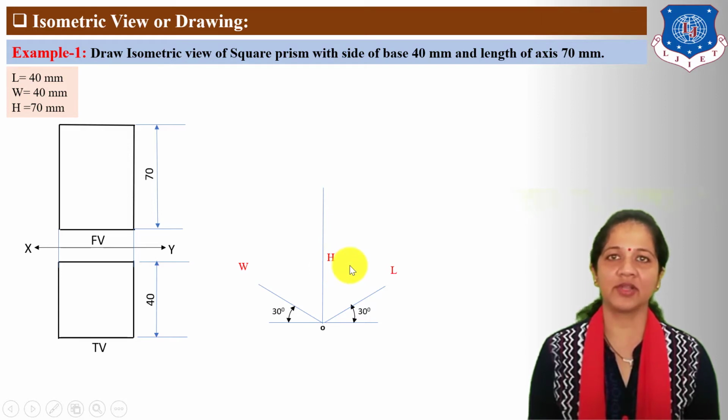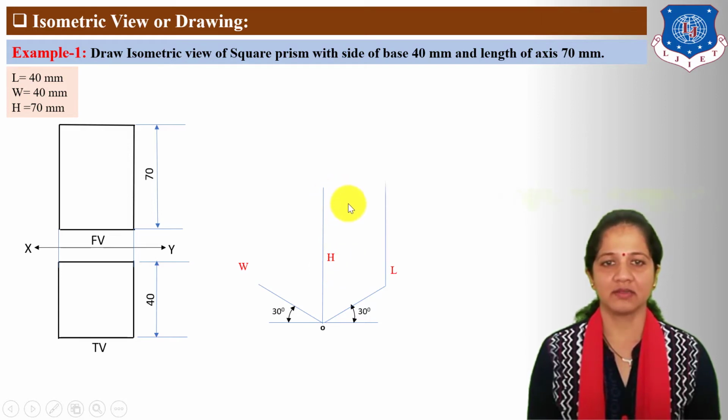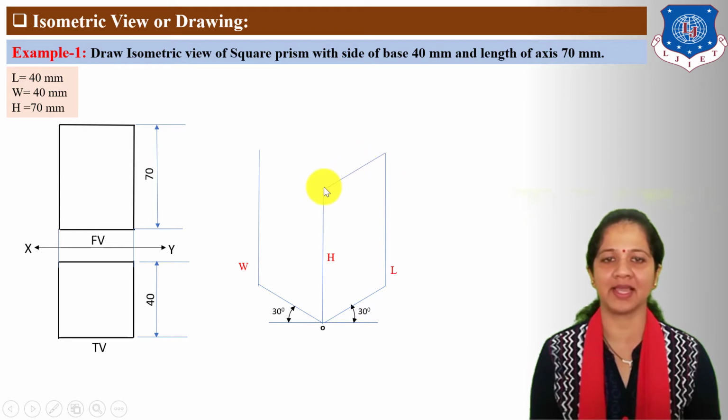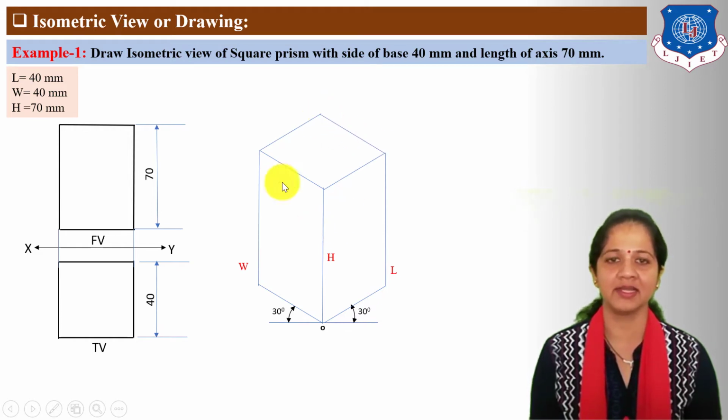Next, complete the 3D box. From this end point of length, draw a line parallel to the height line. From this end point of width, draw a line parallel to the height line. From this point, draw parallel to the length line. From this point, draw parallel to the width line. From this point, again draw parallel to the length line and parallel to the width line and complete the 3D box.